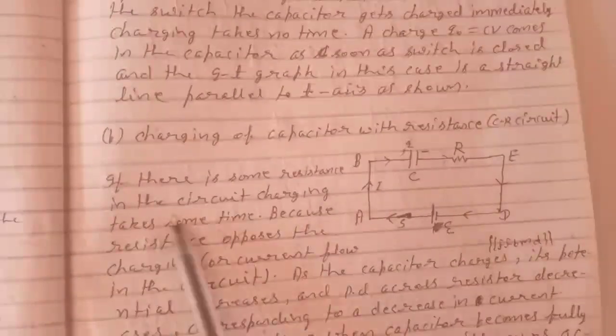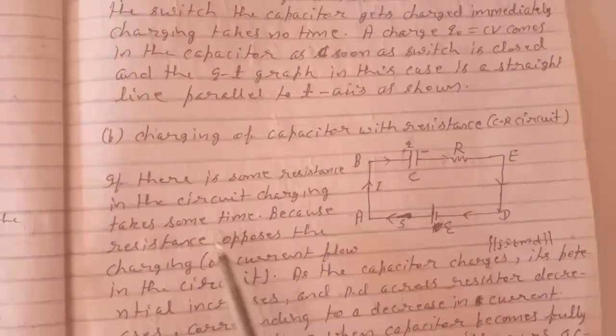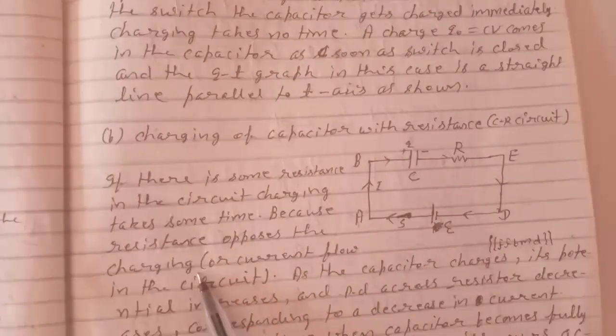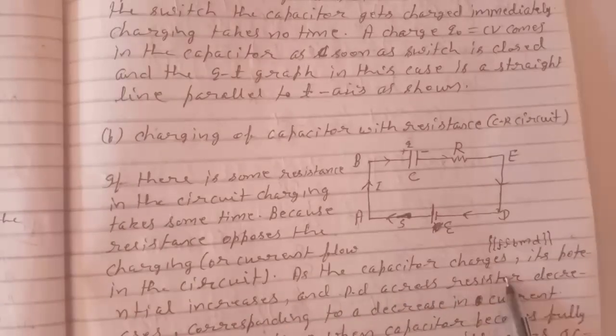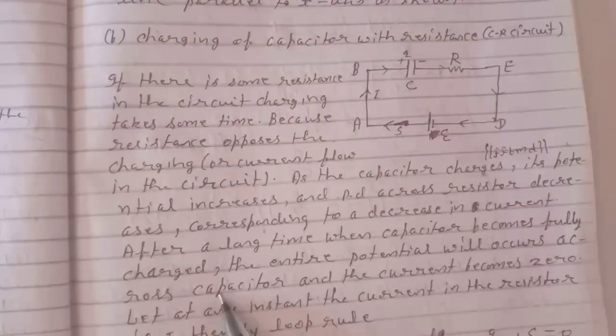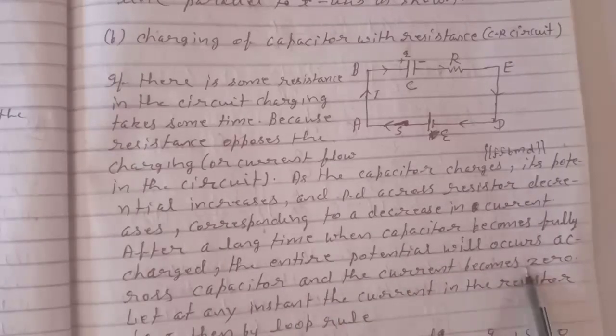If there is some resistance in the circuit, charging takes some time because resistance opposes the charging or current flow in the circuit. As the capacitor charges, its potential increases and the potential difference across the resistor decreases, corresponding to a decrease in current. After a long time, when the capacitor becomes fully charged, the entire potential will appear across the capacitor, and the current becomes zero.